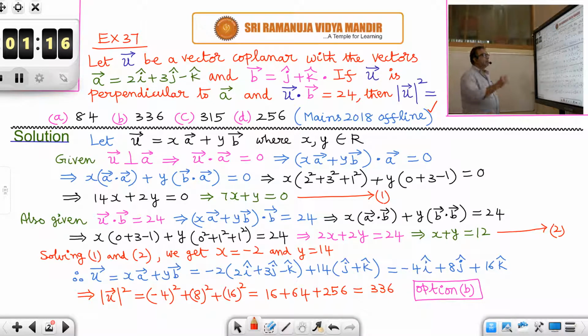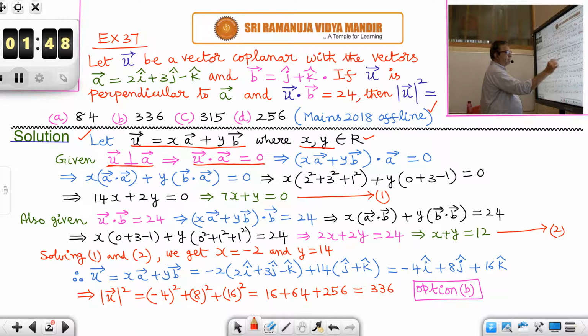Okay. So u bar is a vector coplanar with a bar and b bar. So therefore u bar can be taken as some x a bar plus y b bar, where x and y are scalars. Not only that, he has given that u bar is perpendicular to a bar, that means their dot product will be 0. But u bar we have taken as x a bar plus y b bar. So x a bar plus y b bar dot a bar is equal to 0.